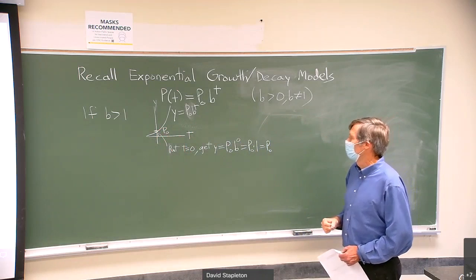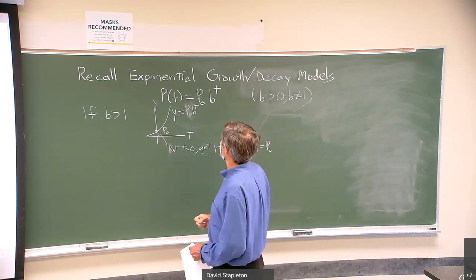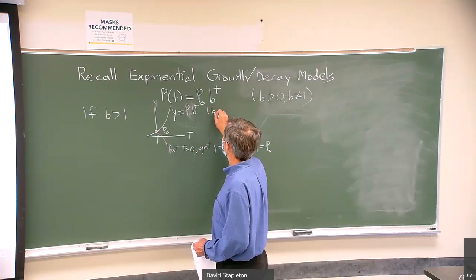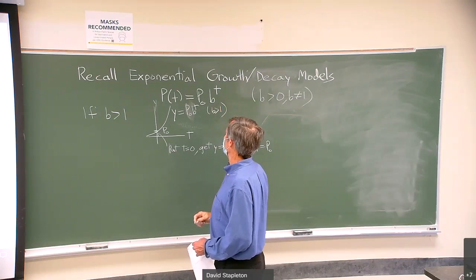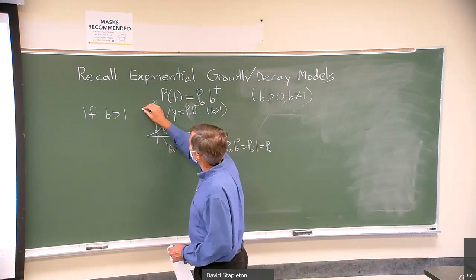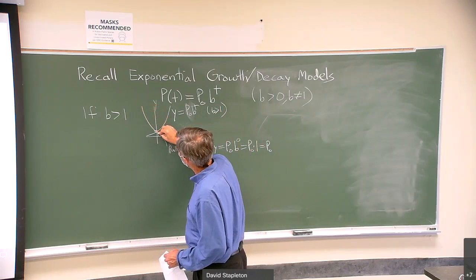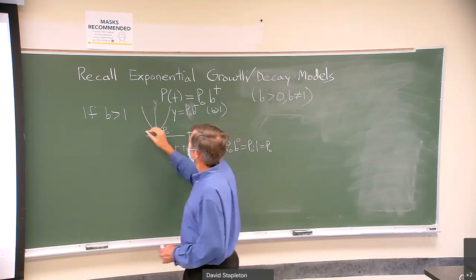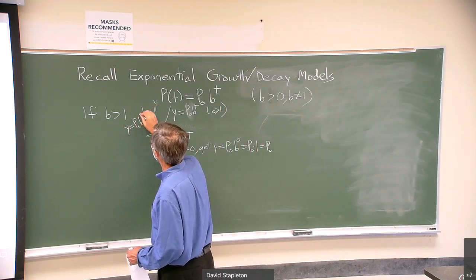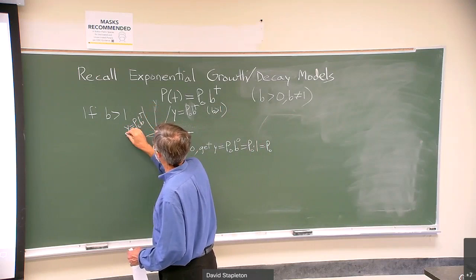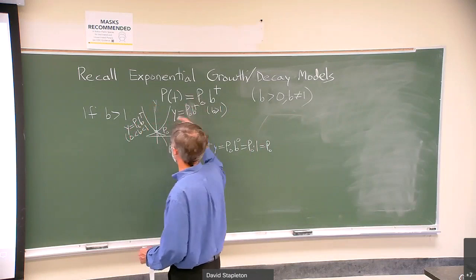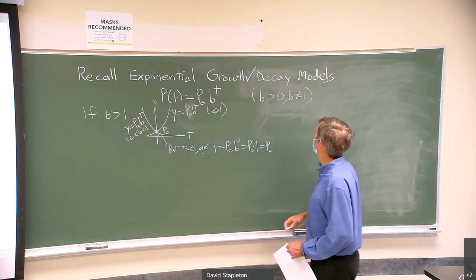Now, the other corresponding function, this would be if B is greater than 1, like that. What if B is less than 1? Then it looks like this. Comes down this side. So this would be y equals P0 b to the t, the same equation, but with b between 0 and 1. And we'll avoid 0 and 1 because you just get straight lines in that case.